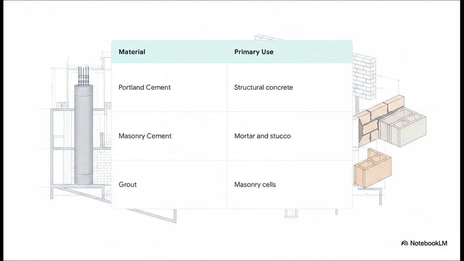Portland cement, that's your primary hydraulic cement for heavy structural concrete. Masonry cement, on the other hand, is a blend specifically used for mortar and stucco, meaning it is entirely non-structural. And finally, grout. As a project manager, you only use grout to structurally reinforce masonry cells and cavities. Do not mix these materials up. Their applications are strictly and specifically defined by code.